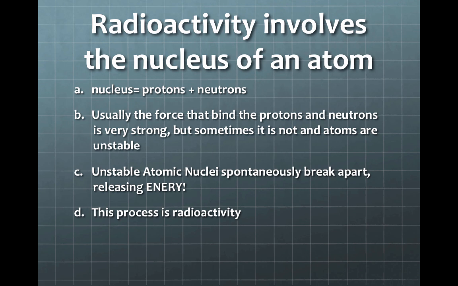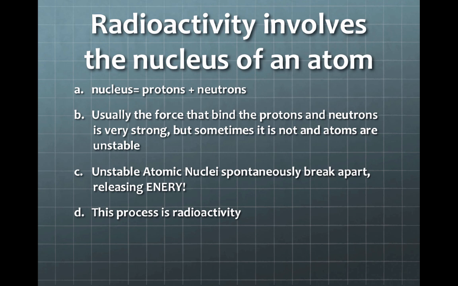Radioactivity is a process that involves the nucleus of an atom. If you remember from the beginning of the year, each atom has a nucleus made up of both protons and neutrons. The forces that bind protons and neutrons together in the nucleus is usually strong. However, in some atoms, the forces binding the protons and neutrons together are not strong enough and the atoms are unstable. During radioactive decay, unstable atomic nuclei spontaneously break apart or decay, releasing energy.